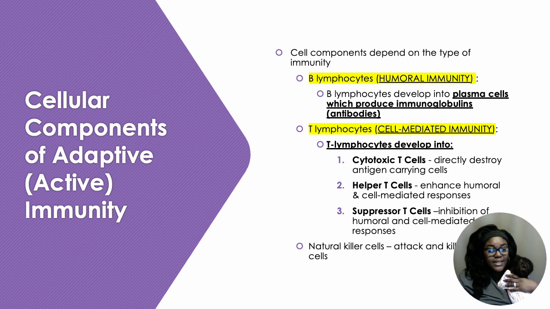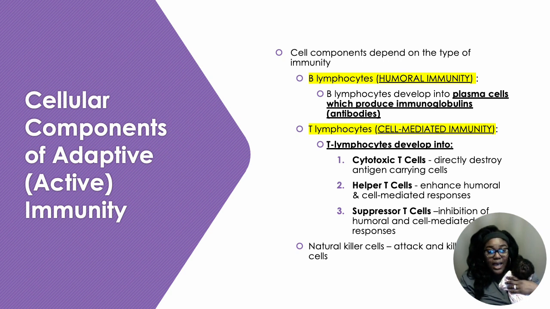So from the last slide, it's important to know the different types of immunoglobulins or antibodies because they have different purposes in the body. I do want you to understand and know what they are and how they function in the body. Now we're going to move on to the cellular components of adaptive immunity. We have two different types of cells that we'll discuss, and under those cells, there are more cells that are developed.